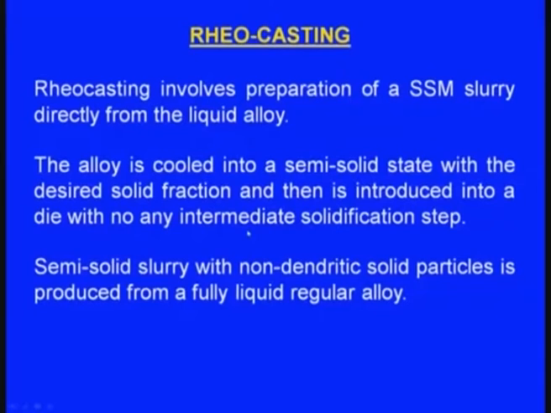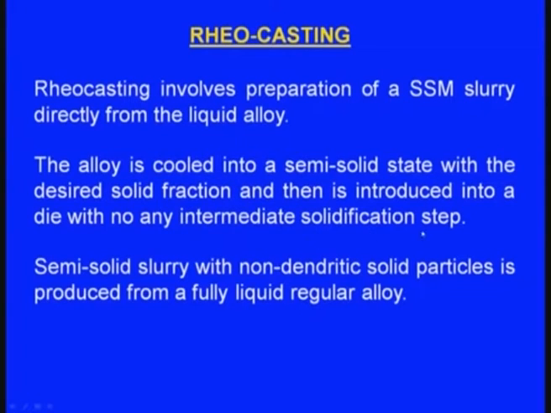Rheocasting involves preparation of a semi-solid manufacturing slurry directly from the liquid alloy. The alloy is cooled into a semi-solid state with the desired solid fraction and then is introduced into a die with no intermediate solidification steps. Semi-solid slurry with non-dendritic solid particles is produced from a fully liquid regular alloy. So, here we are not buying a precast billet from outside. Here we are making a slurry, so that the component will have the required properties.